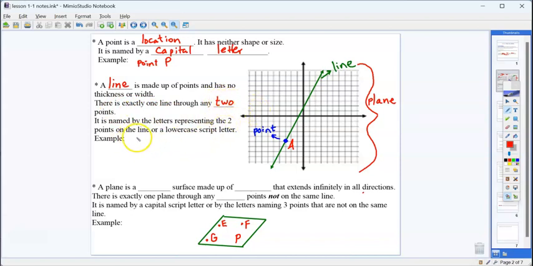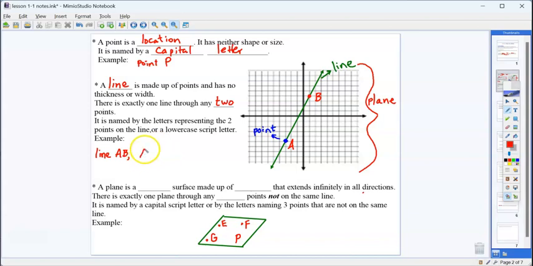And the way we name lines when we describe them and actually give them a name, we have letters that represent two points on the line, or we could use a lowercase script letter. So I'll just use my coordinate plane here as an example. Let's just suppose I put another point on this line and we call it point B. Then I could say several different things. I could say line AB.